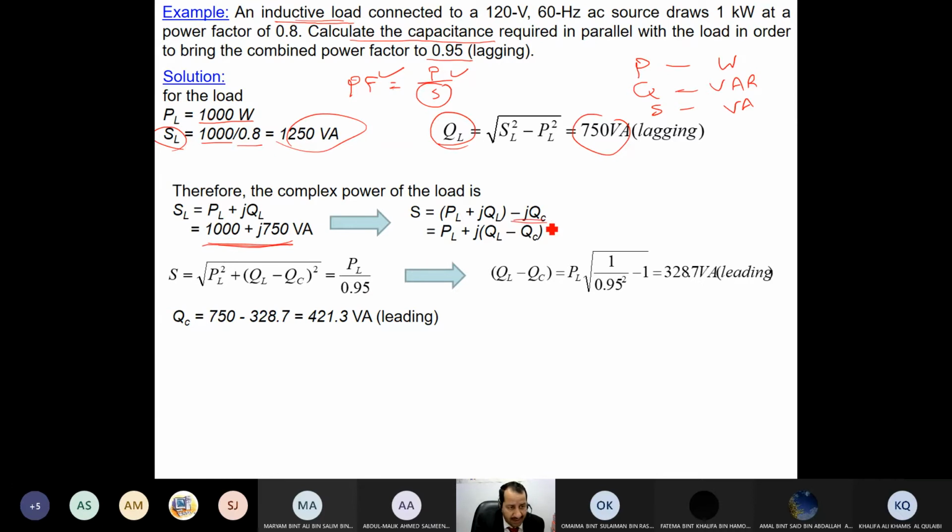When I connect a capacitor, it means I add minus jQ, or simply QL minus QC. The formula became in this way. Okay. Now, S is P over power factor. And since the new situation has changed, the power factor becomes 0.9, as you can see here in the question. P will not change when I add a capacitor, right? Because we said P is not generated by the capacitor, it is generated by the generator. So this stays 1,000. QL is 750, we already calculated. Here 1,000. What is left? QC. We do the math. We get QC as this value. Got it? Easy?